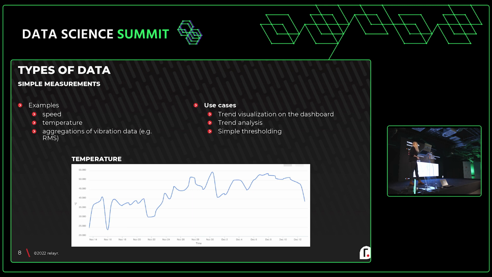Trend visualization, obviously, as you can see here, a chart with temperature, not much to write home about. You can do simple trend analysis with this, or some simple thresholding, like maybe you don't see this, but right at the beginning, those 40 degrees seem like a good cutoff for something dangerous, a machine overheating. Yes, so this is the simple kind of data we are handling.